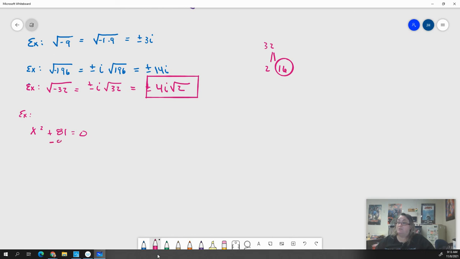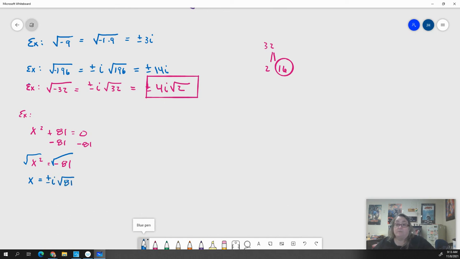So I'm just going to subtract 81 from both sides. And I wind up with x squared equals negative 81, right? And then if you remember correctly from last week, once we get this done, we can take the square root of both sides to find our solutions. And in this case, we're going to be left with x equals, well, here I have negative 81. So this would be plus or minus i times the square root of 81.